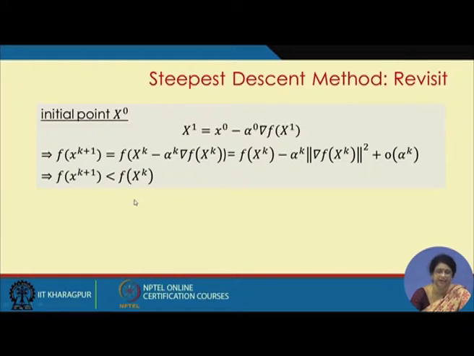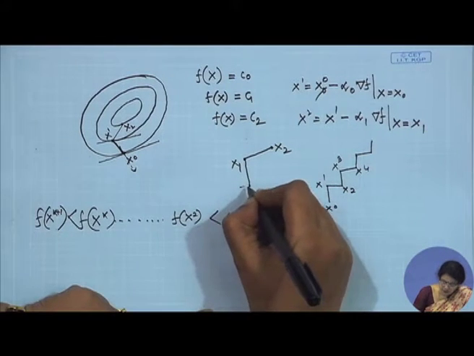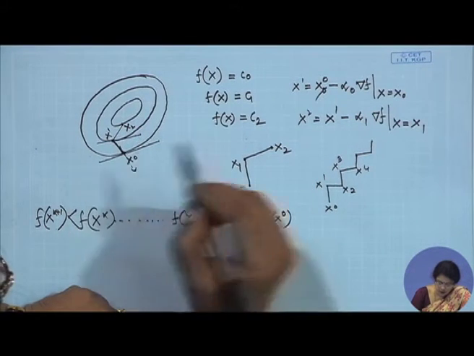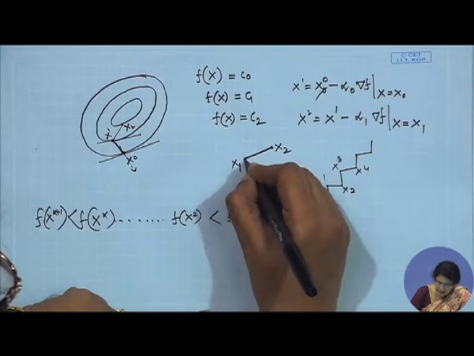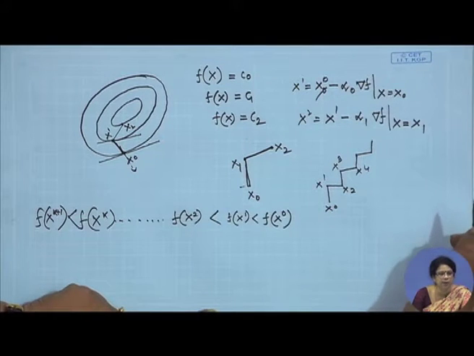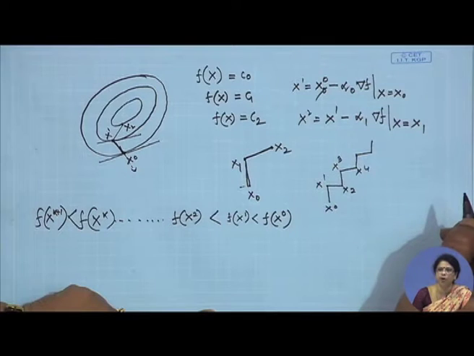What else can we say from here? Just look at the picture. We are moving from x0 to x1, x1 to x2. Now here we can say that these two vectors are orthogonal to each other. This makes 90 degrees. That is why if we consider the inner product of the two vectors, it will always be 0. We can also prove that part.